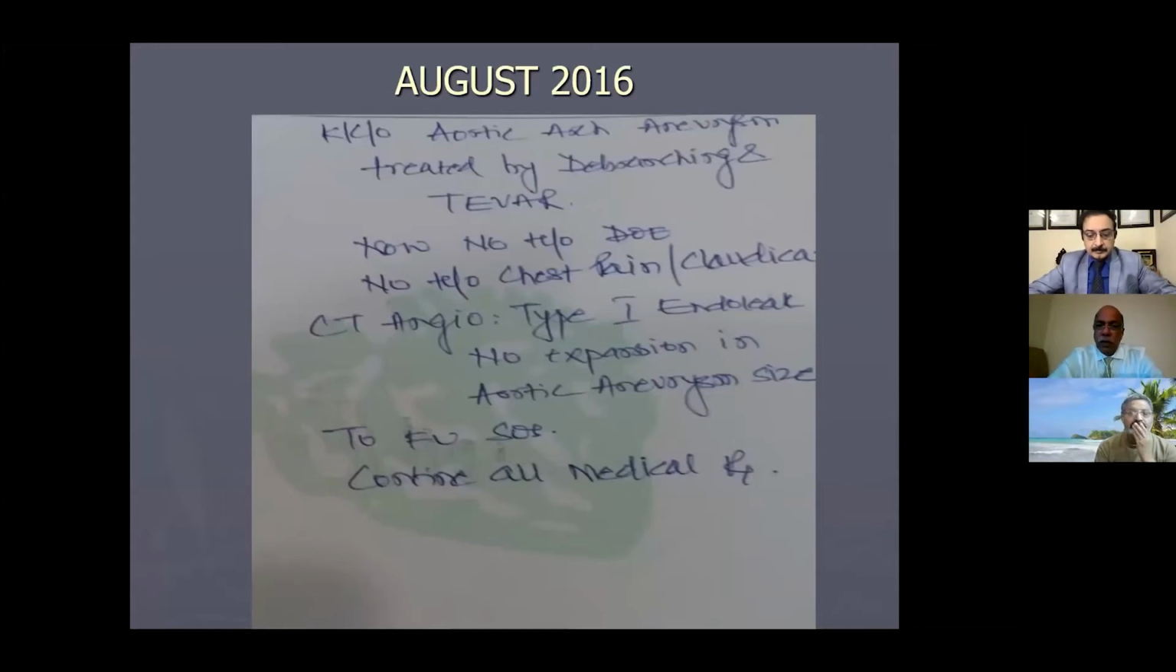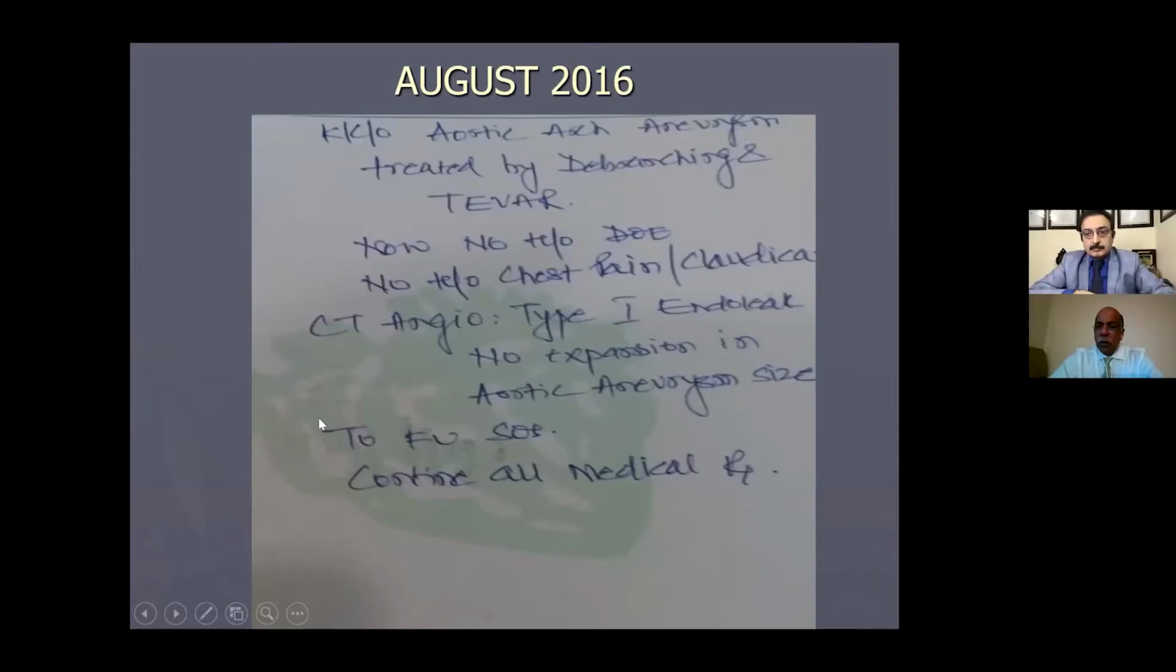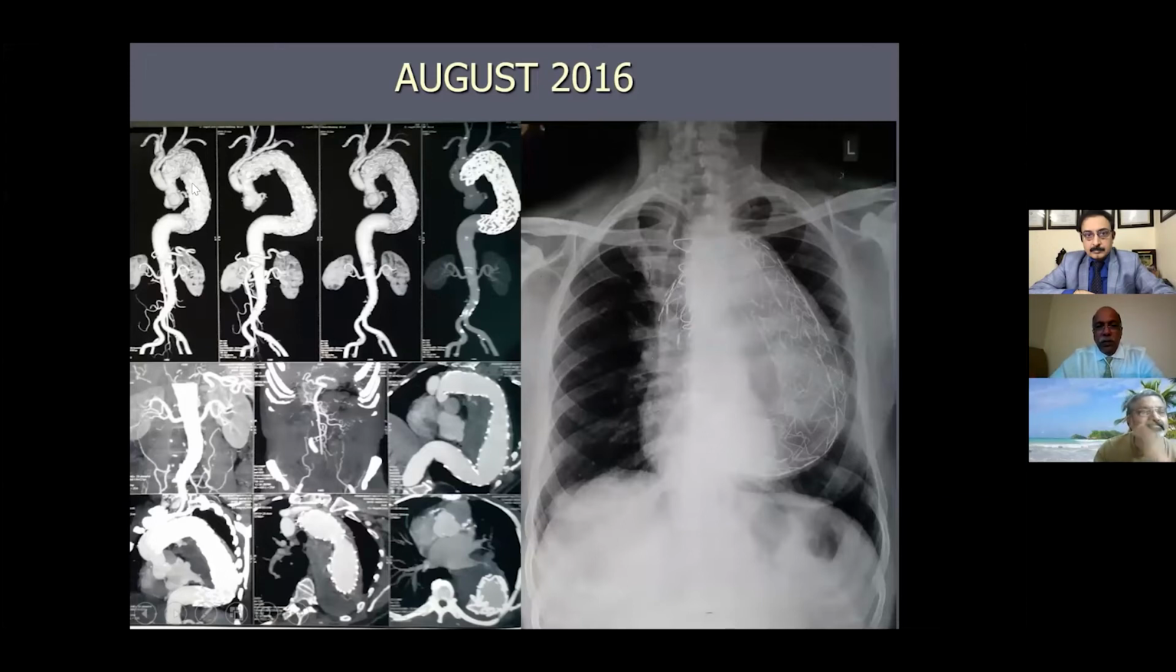by debranching and TEVAR. And most important, if you see here, CT angio: type 1 endoleak, no expansion in the aortic aneurysmal size, and follow-up SOS, continue with the medical treatment. So this was what the CT angio looked like when he had come to the previous IR. You can see that they have done debranching here, and they have done supposedly a pretty good job by sealing the aneurysm.